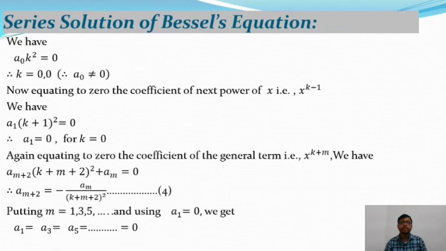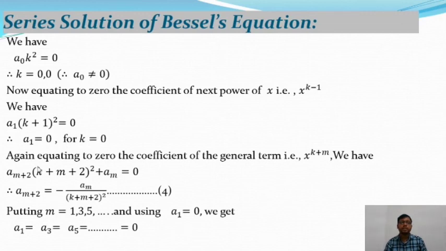Okay, so now equating to 0 the coefficient of the next power of x, that means when we put m is equal to 1, we will get x to the power k minus 1. So the coefficient of x to the power k minus 1 will be a1 into (k plus 1) whole square is equal to 0. So from this we'll get a1 is equal to 0 for k is equal to 0.